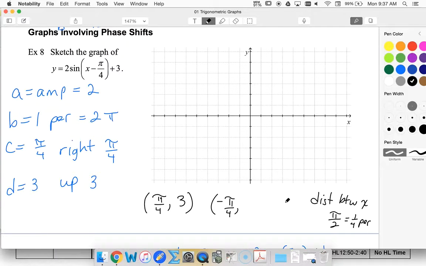If I've gone 1/4 of the period, if I think about just my normal sine graph, it goes up, down, up. So here's half the period. 1/4 of the period puts me at my maximum. If I've gone the opposite direction, I've gone this way, I'm going to be down at my minimum. So my minimum is going to be from 3, I go down 2, so that's going to be at 1. So if I plot points symmetrically around the y-axis, let's call this first one pi over 4, and we're going to be up at the center point, which is 3.